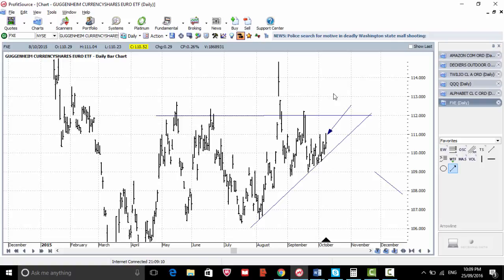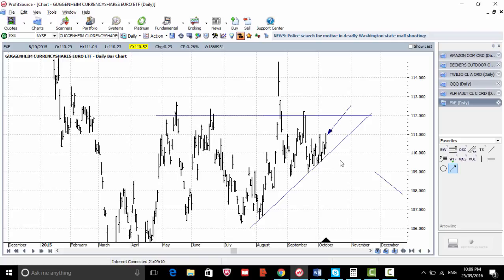So don't get confused. However, if the euro breaks down, so if I get a close below this trend line followed by another close below the previous day's close the next day, then I'm going to sell the calls that I originally bought and simply hold on to the puts, because in this case I've received confirmation that the euro is going to continue declining, and therefore I don't need those call options anymore.